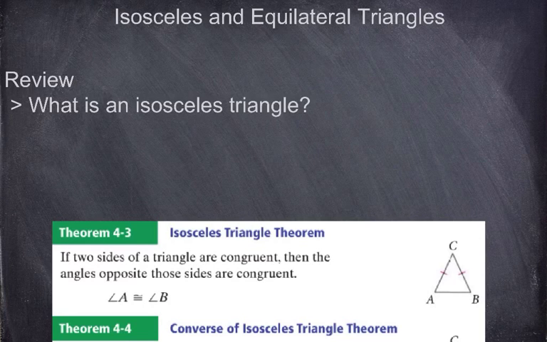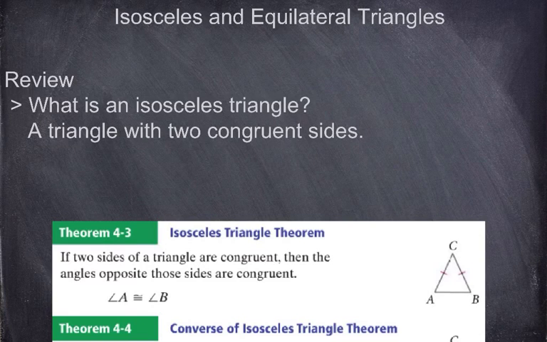What is an isosceles triangle? An isosceles triangle is a triangle with two congruent sides. Now, some people argue that it's only two congruent sides. Some people say it's at least two congruent sides. But we're going to say right now a triangle with two congruent sides, because when we have all three, we're going to call it equilateral anyways. So there's no point in saying at least. So just two congruent sides.